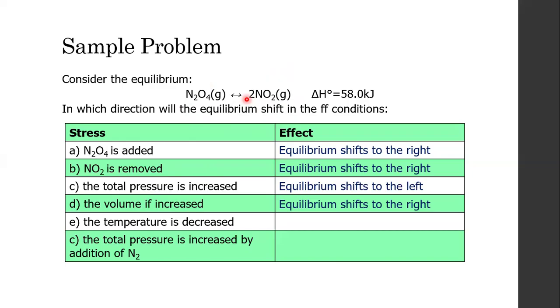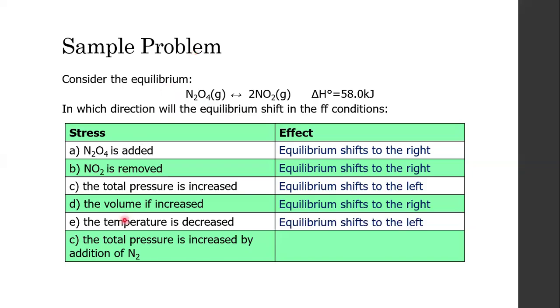Fifth, the temperature is decreased. Okay, so we have to look at the enthalpy. The enthalpy is a positive value here. So a positive delta H means that this reaction is endothermic, meaning the reaction will try to absorb heat. So the heat is on the reactant side. If we decrease the temperature, that means the reactant side will become lighter, and to compensate, the equilibrium will shift to the left.